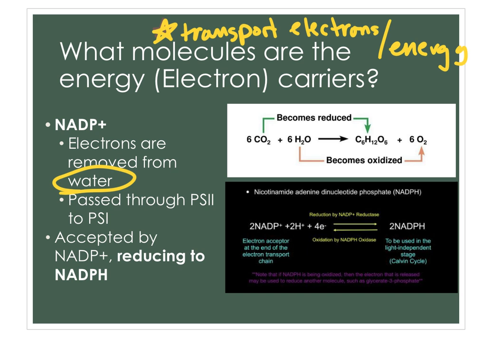Now, when we talk about reducing, we've got to remember that we're talking about things that are being reduced, or gaining those electrons, and those being oxidized are giving those electrons away. So water is giving away the electrons in this case. And CO2 is going to be broken down to make our particular glucose.